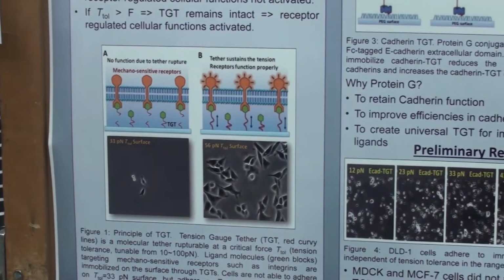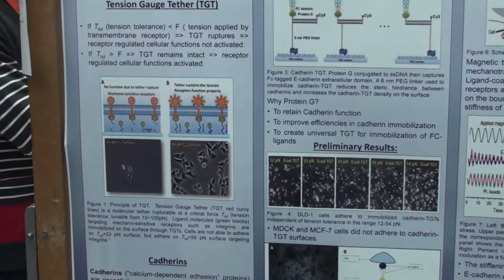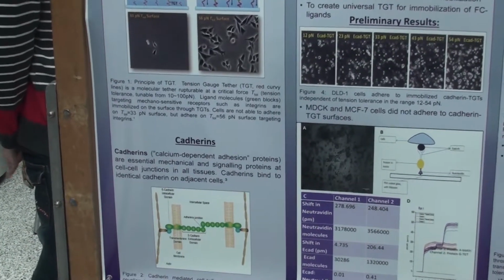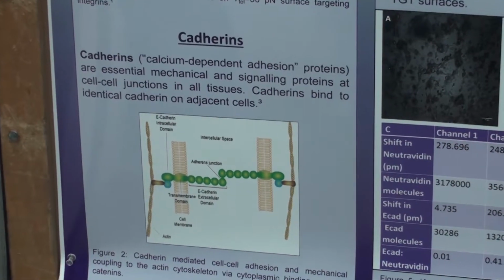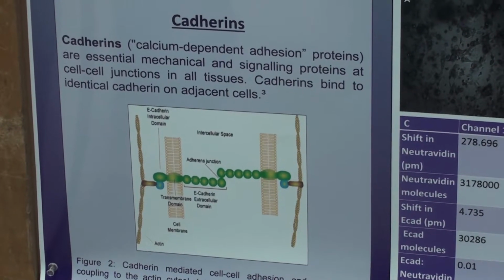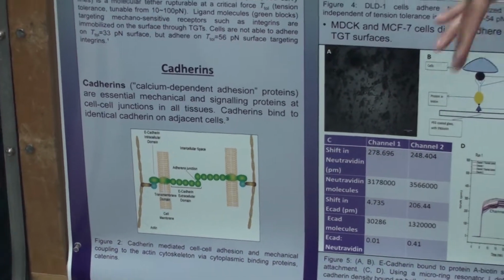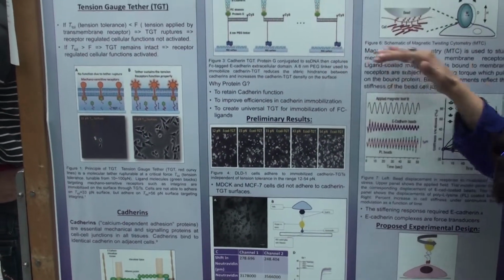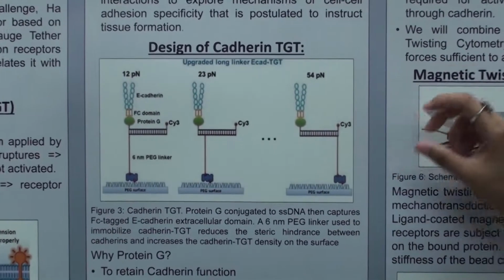Another major key player in my project are cadherins. Cadherins are transmembrane proteins which are involved basically in cell-cell junctions. And if there is an aberrancy of cadherin expression, then we can witness something as majorly wrong as cancer metastasis. So how do I combine these two to address the problem is that we have engineered cadherin TGT in our lab, and we are using the system to measure the tension tolerance of the cadherin bond.